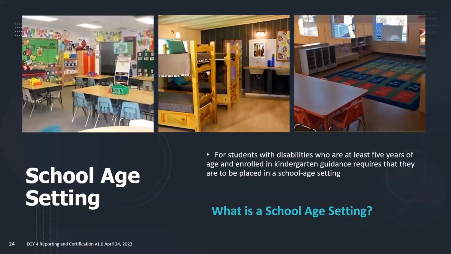And then again, I was talking about the school age setting, right? When students who are 5 and enrolled in kindergarten, they have to be in a school age setting. You see that combination a lot in fall 1, right? Students may be in kindergarten first and then turn 5 because of the way TK was handled. But sometimes students will be 5 and then come to kindergarten later. So it just depends when their birthday falls.